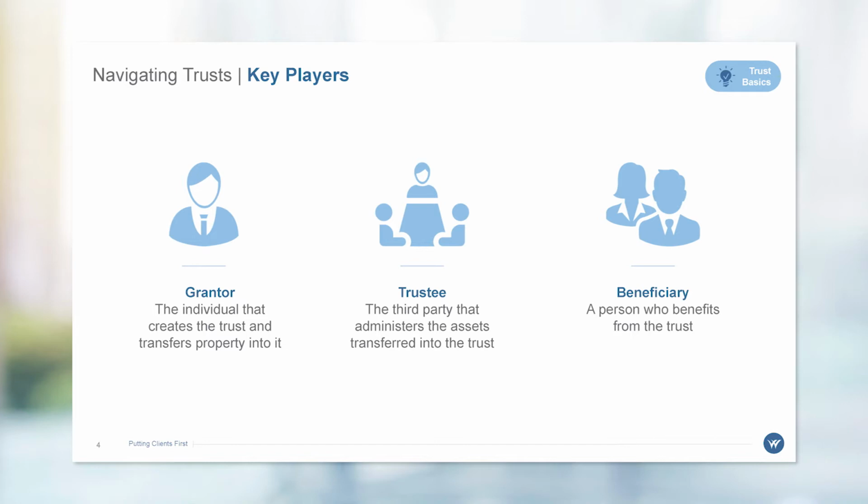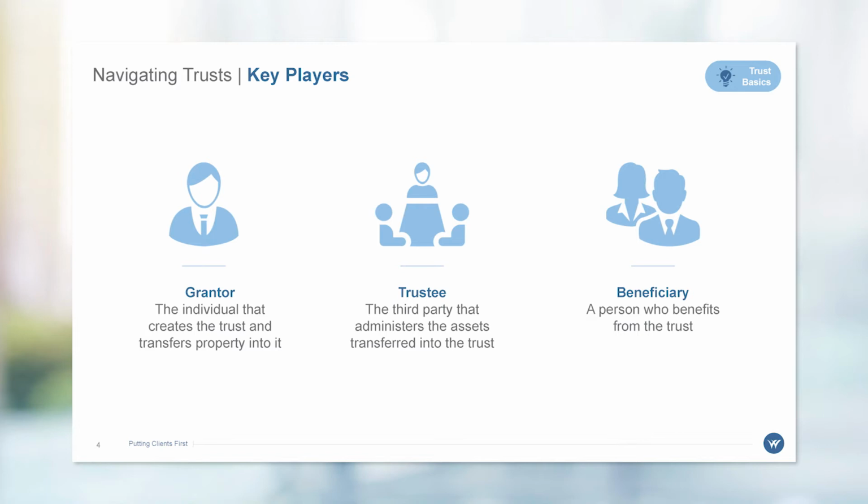A trust could have more than one grantor, and this is something that we often see when a couple establishes a trust, so that a trust would have both spouses present as people who have put money or property into the actual trust. The trustee is the third party that administers the assets transferred into the trust. A trustee can be an individual or a professional corporate trustee. At times, the grantor could also serve as the trustee, and I'll show you an example of that a little later in this presentation. A trust could have more than one trustee, and that would be referred to as co-trustees.